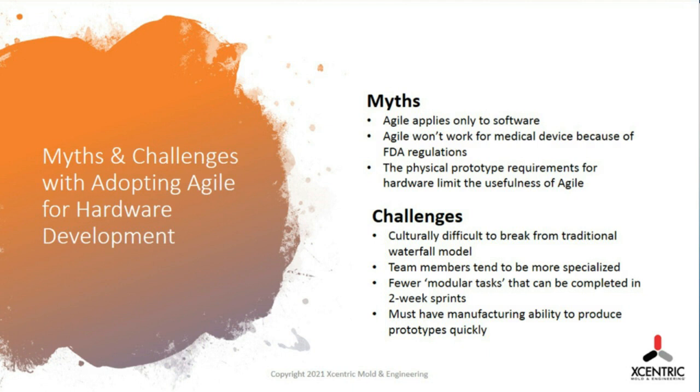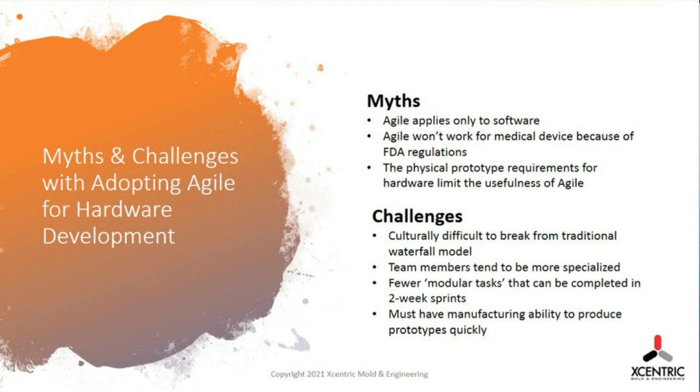Another challenge is that team members tend to be more specialized, okay? So you don't have such general roles going on. There are specialized teams that are operating in these closed loop fashions, so that is a change and a challenge. There are fewer modular tasks that can be completed in 2-week sprints here than in software. Obviously, that is a little bit more limited, but as we mentioned, you can get prototype tooling in as fast as 1 week, about 5 business days. So I would say that even though there are fewer modular tasks that can be completed in 2-week sprints, there are still many of these modules along the way, 3D printing, prototype tooling, that do have really quick sprints.